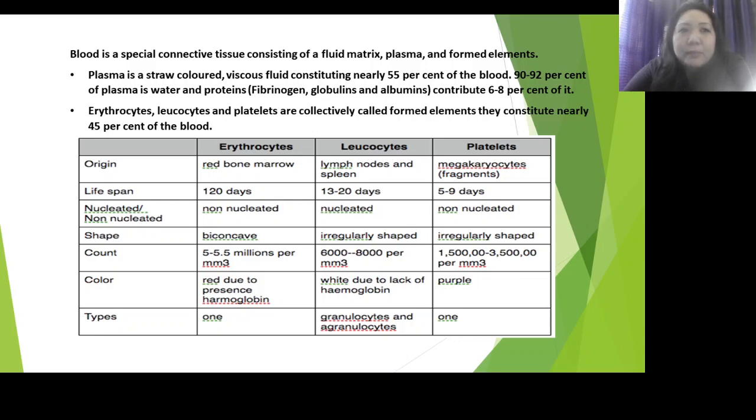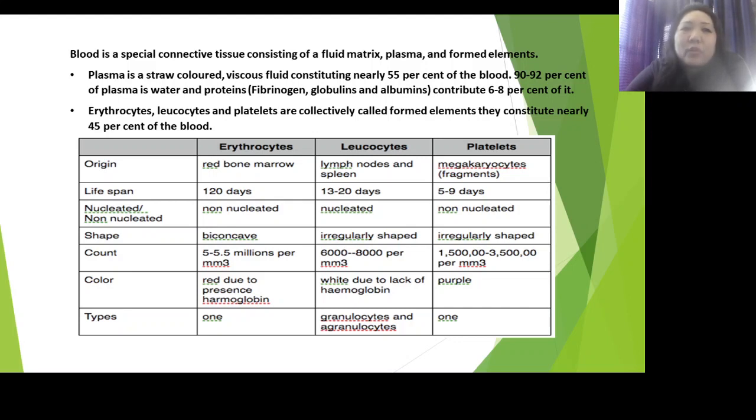Now let us see what is plasma. Plasma is a straw-colored, viscous fluid constituting nearly 55% of the blood. 90 to 92% of plasma is water and 6 to 8% of it is protein. Proteins contained are fibrinogen, globulins, and albumins. Now let us see about the formed elements. The formed elements are RBC, erythrocytes, WBC, leukocytes, and platelets, constituting nearly 45% of the blood.